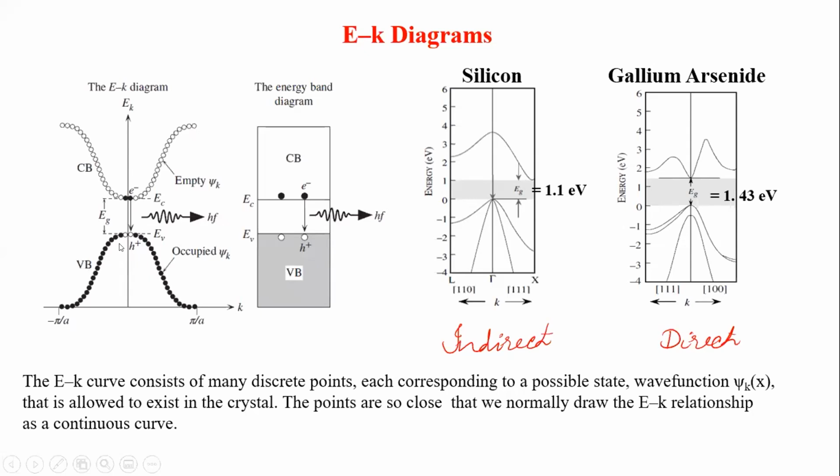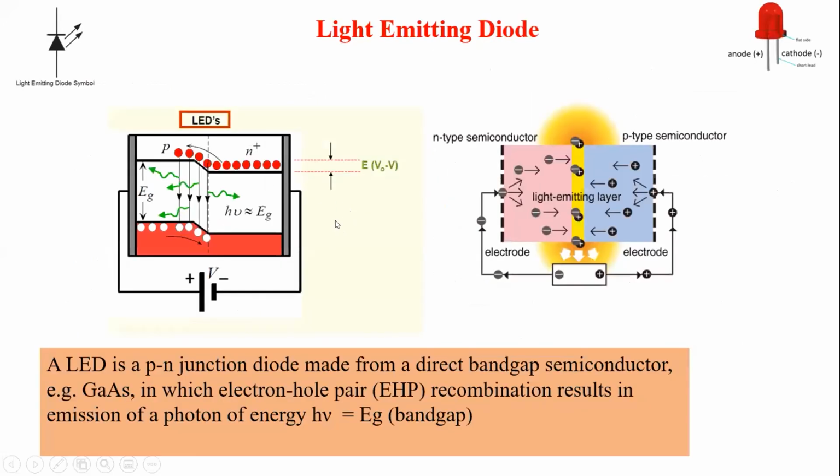So direct band gap semiconductors are preferred in light emitting applications. Gallium arsenide is preferred over silicon. Our LEDs are not made with silicon; they are made with gallium arsenide and gallium nitride. Whatever is in the market is made of compound semiconductors.